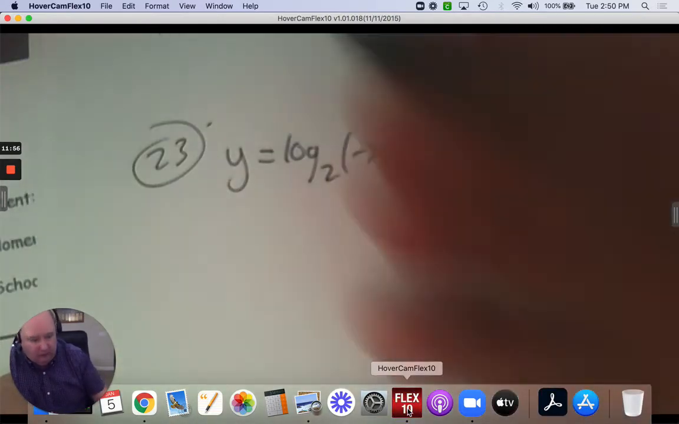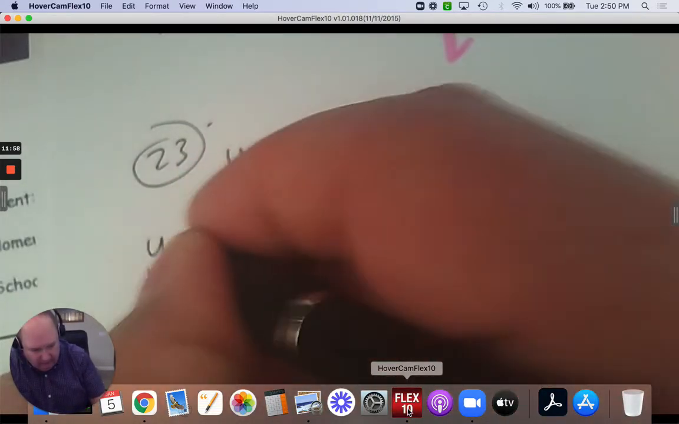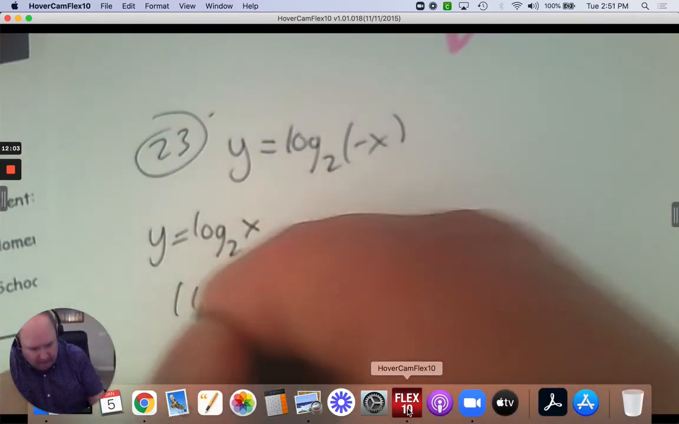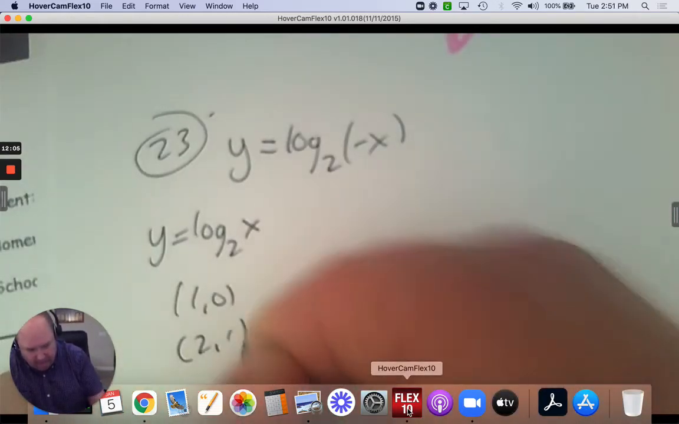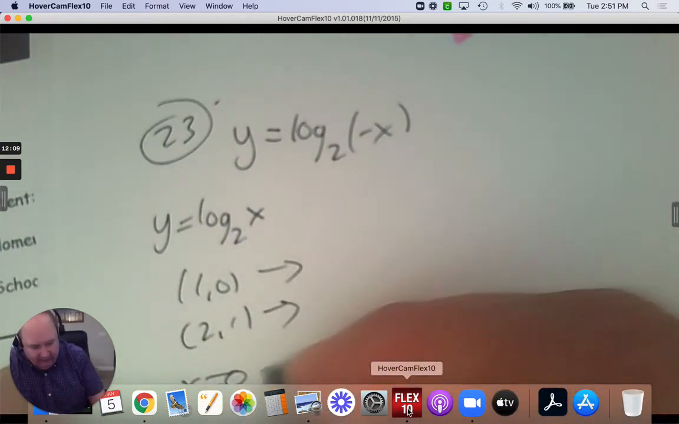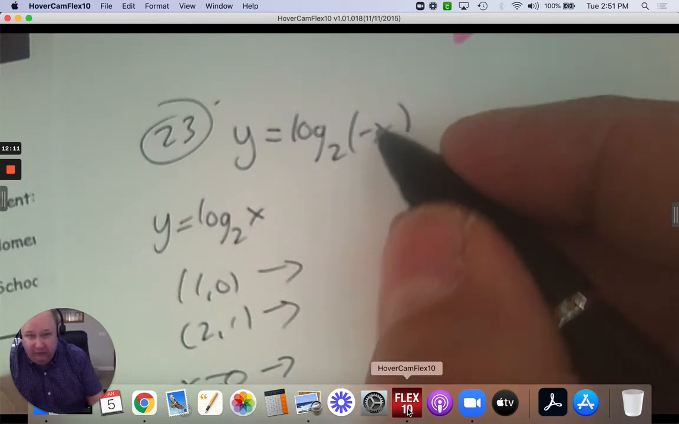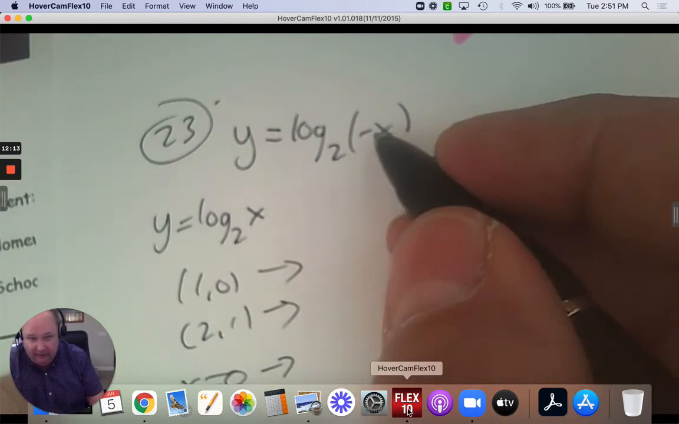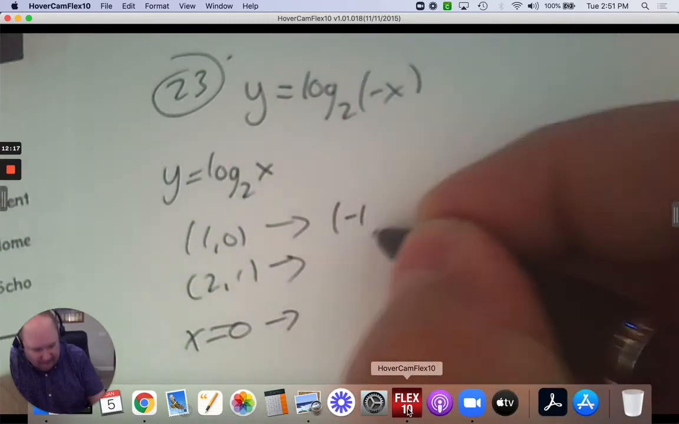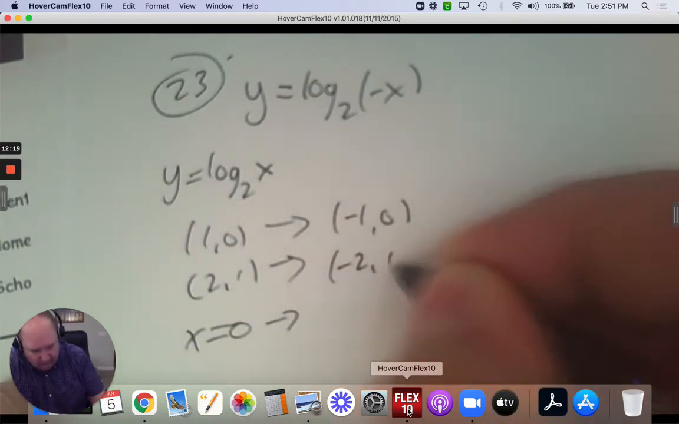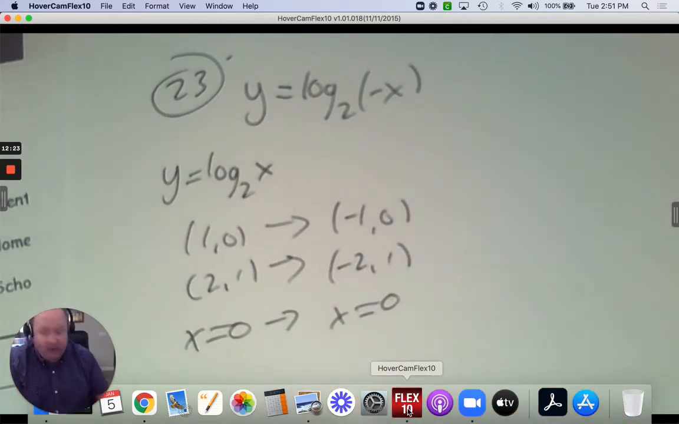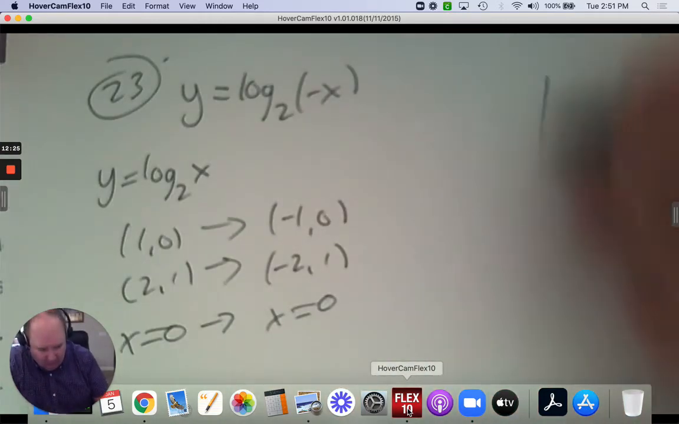Again, I'm going to start with the points of the parent, which is the base with just x. I just wrote them down: 1, 0, 2, 1. X equals 0 is the asymptote. And I'm going to change it. How these change is this only changes the x value. I'm going to divide every x value by negative 1 to do this. So this becomes negative 1, 0, negative 2, 1. And then the asymptote, when you divide by negative 1, stays at 0. It creates a reflection over the y-axis.